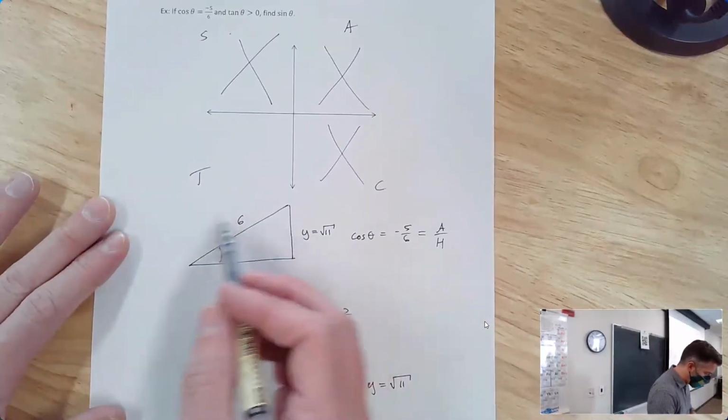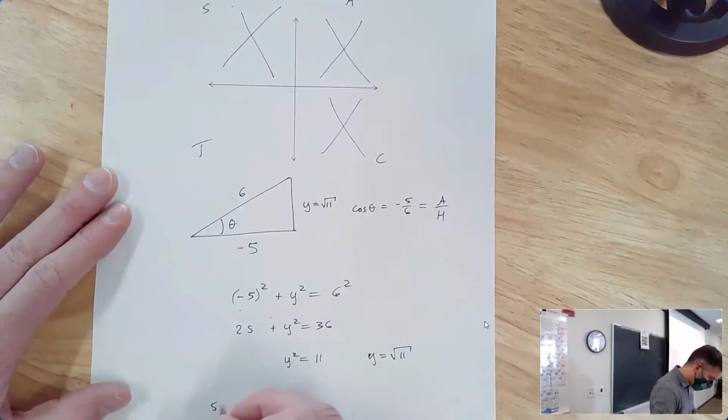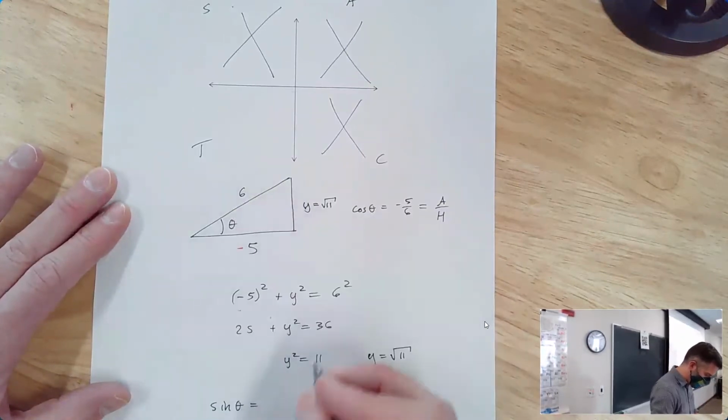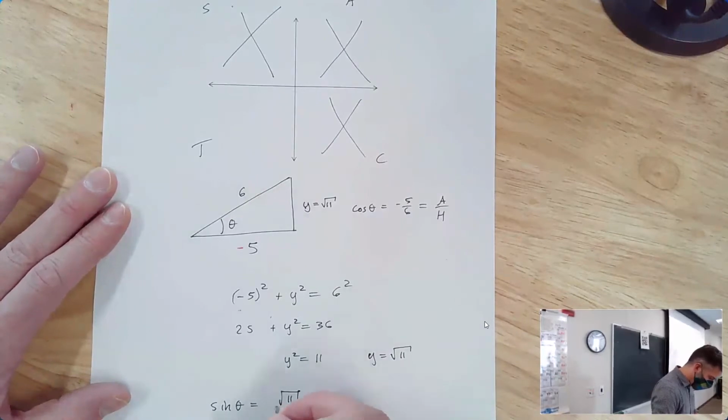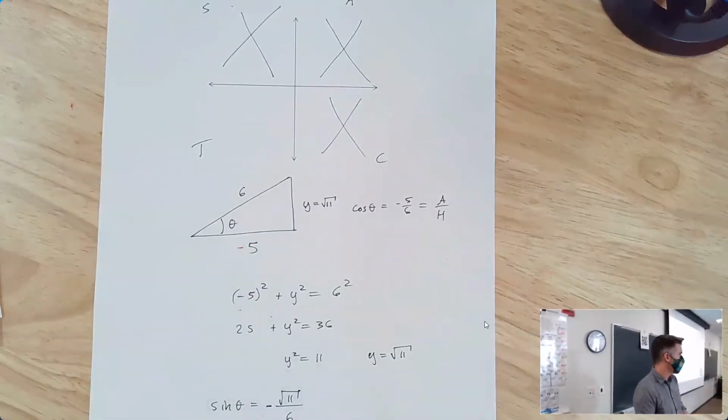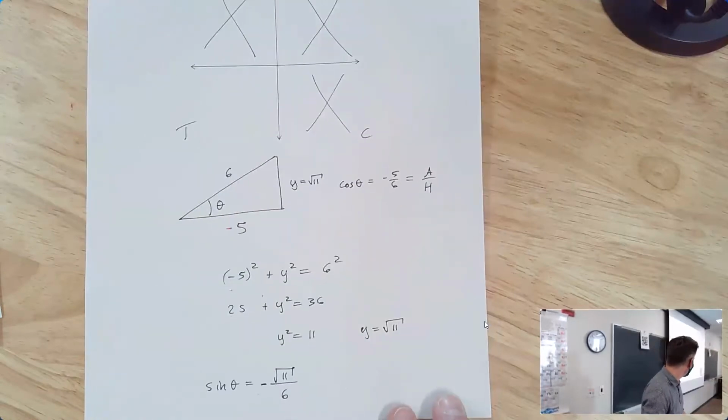I'm going to use this triangle and say, okay, well, sine of theta would be opposite over hypotenuse, which is square root of 11 over 6. But we just said the angle is in quadrant 3, so sine of that angle must be negative. Sorry, you can't see that. There we go.